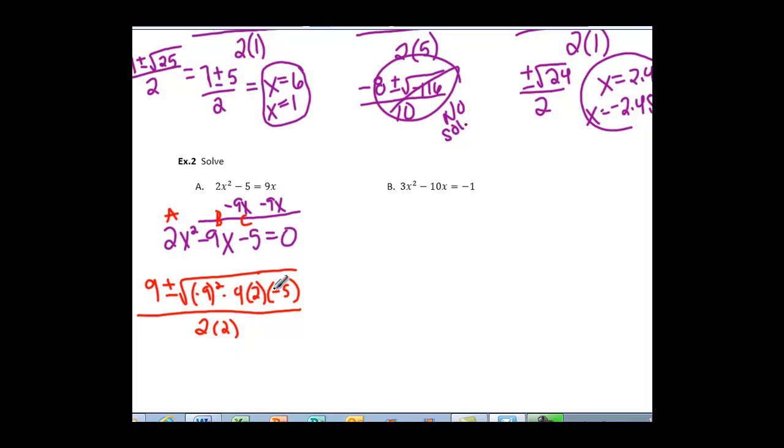Okay, evaluate inside your radical first. So you're going to do negative 9 squared. Remember, whether it's positive or negative, it will come out positive when you square it. Minus 4 times 2 times negative 5. Go ahead and do that.